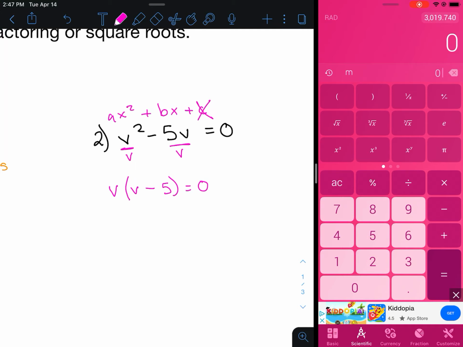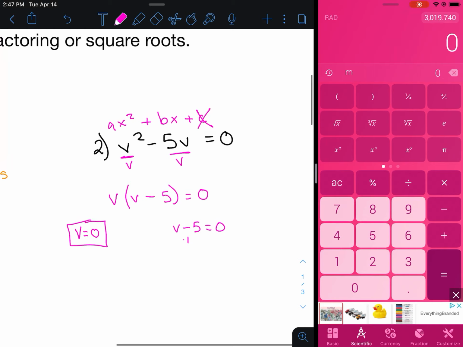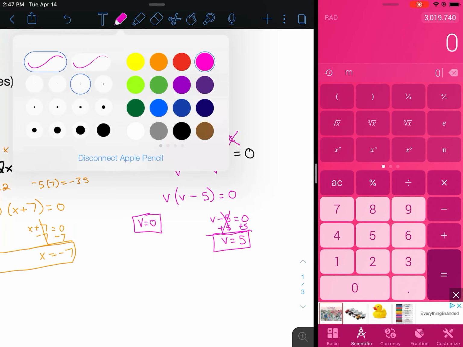So now this is actually completely factored, so all we need to do is set them equal to 0. So if we look at this, v equals 0. That is one of our answers. If we were to plug it in, 0 squared minus 5 times 0 is 0. So 0 minus 0 is 0. It works. Over here, if we add our 5 to both sides, we end up getting v is equal to positive 5. And this also works, again, going back to our original problem, v squared, 5 squared is 25, minus 5 times 5, which is 25. 25 minus 25 is 0, so they both work.